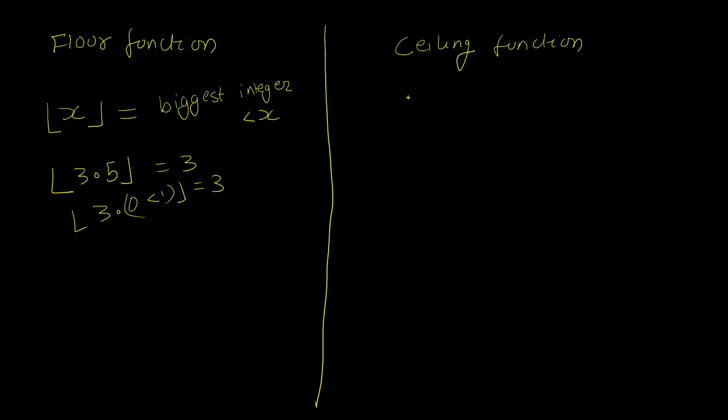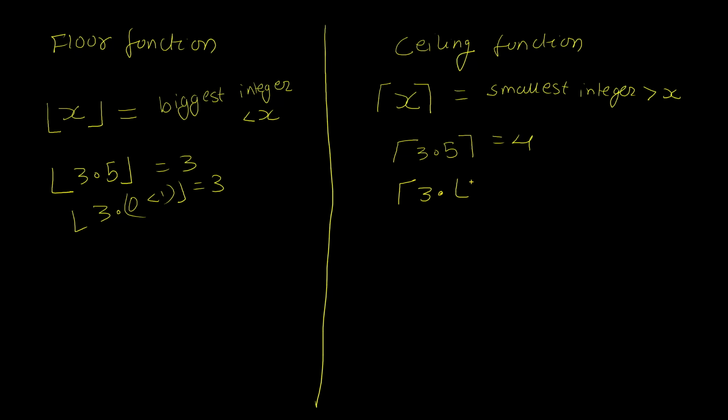3. And we define the ceiling function just in the opposite way. The ceiling function of x is denoted also by putting a ceiling above it and is defined as the smallest integer that is greater than x. And so the ceiling of 3.5 would be 4. And in general, the ceiling of any fraction that is greater than 0 and less than 1 is going to jump up by 1. So it's going to be 4.